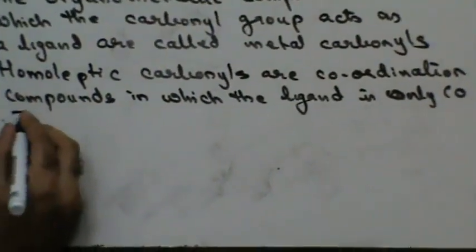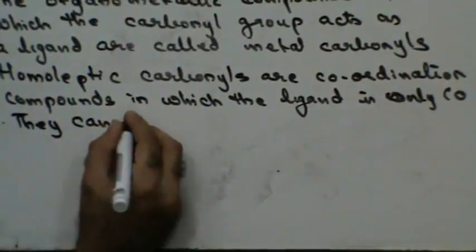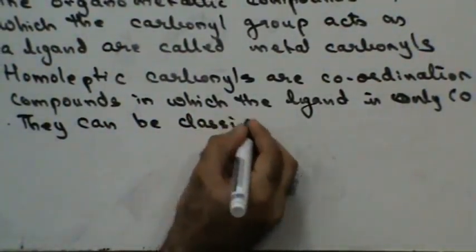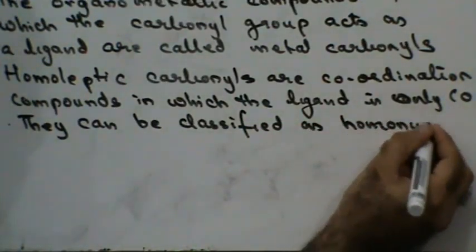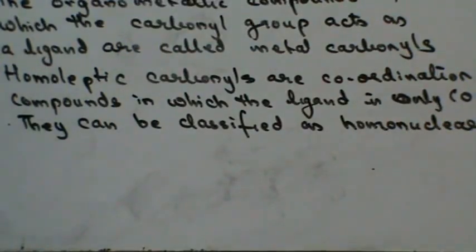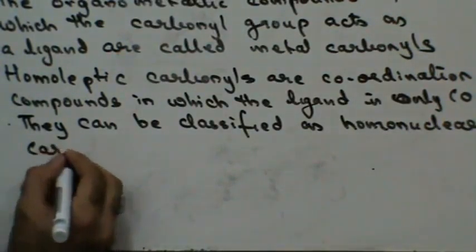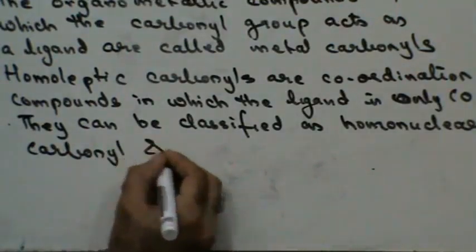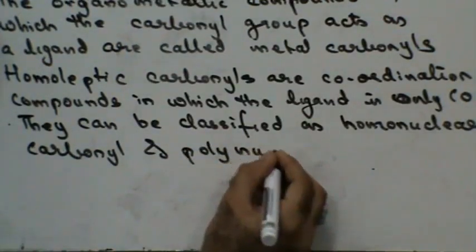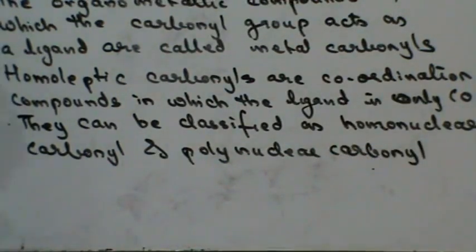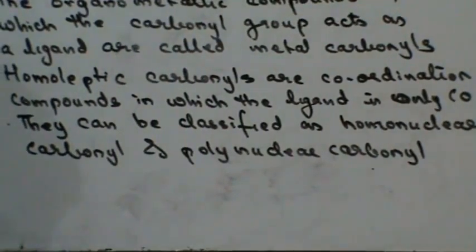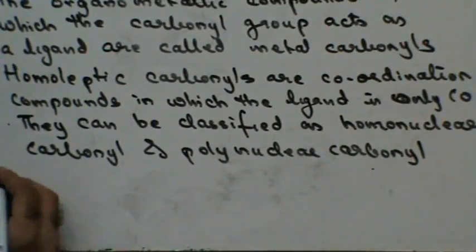I can say that they can be classified as mononuclear carbonyl and polynuclear carbonyl. Now, what do I understand by mononuclear carbonyl? They are compounds which contain only one metal atom. Right?